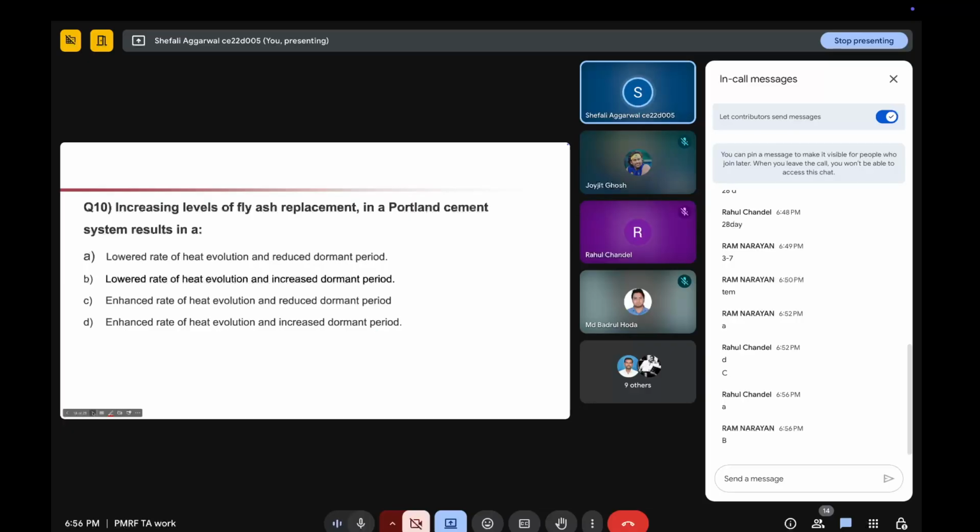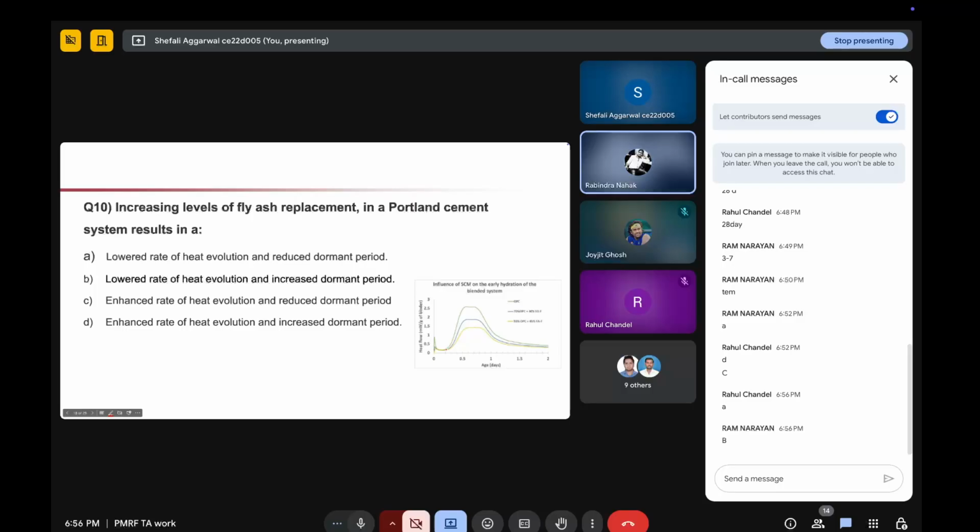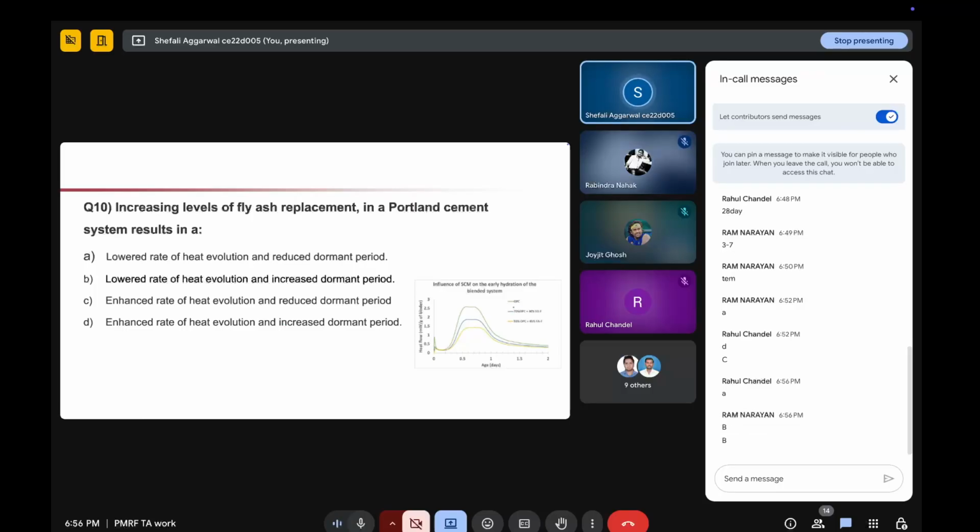So we had this graph of fly ash. B, okay. So if we are increasing our fly ash content, what is happening? Our heat evolution is decreasing. Also, our dormant period is also increasing. So the answer is B.